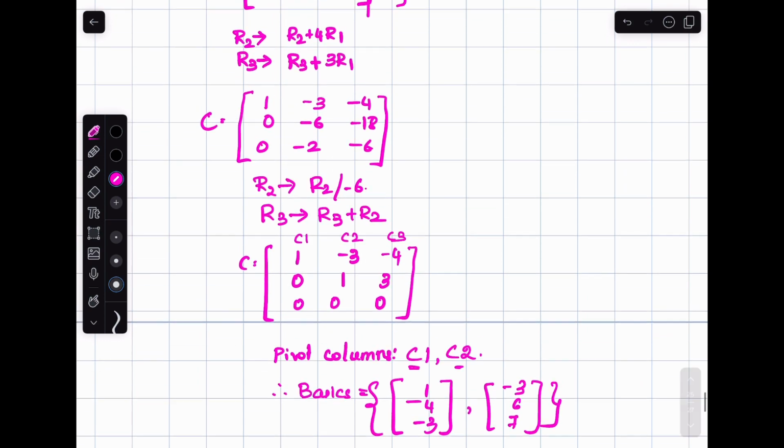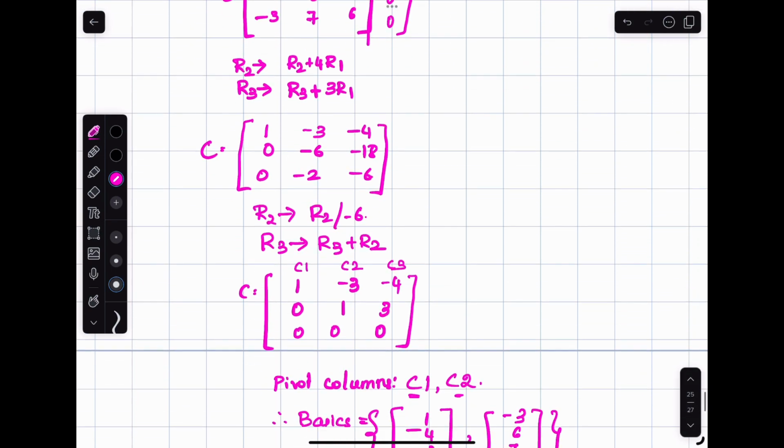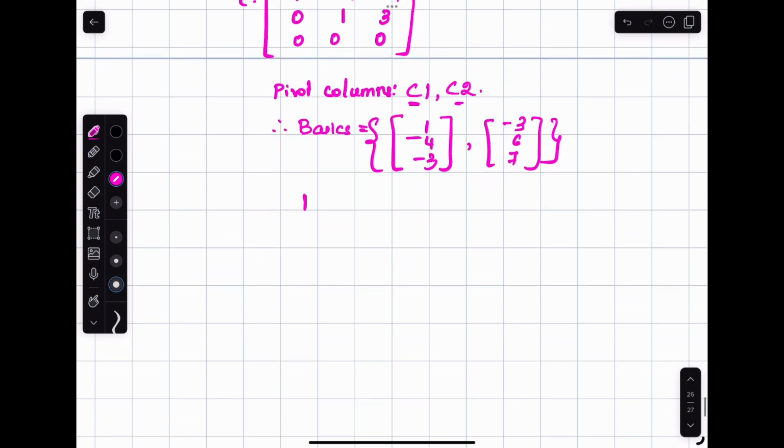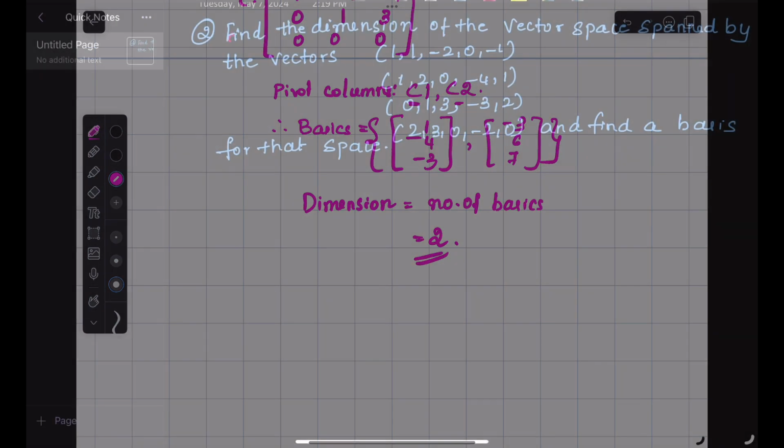All right, the question also asks for the dimension. Dimension is nothing but the number of vectors in the basis. What is the number of basis vectors? They are 2, right? So the dimension is equal to 2. Easy. Let's go to the second question.